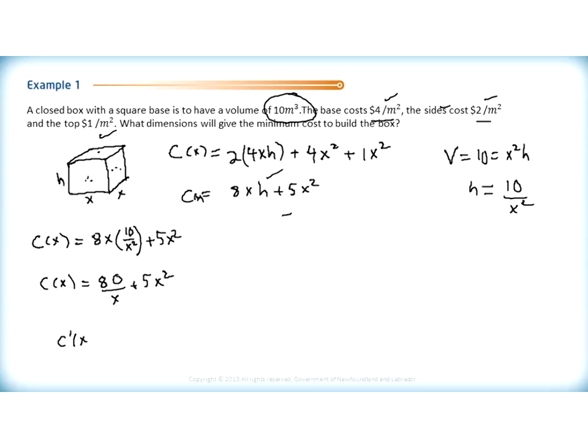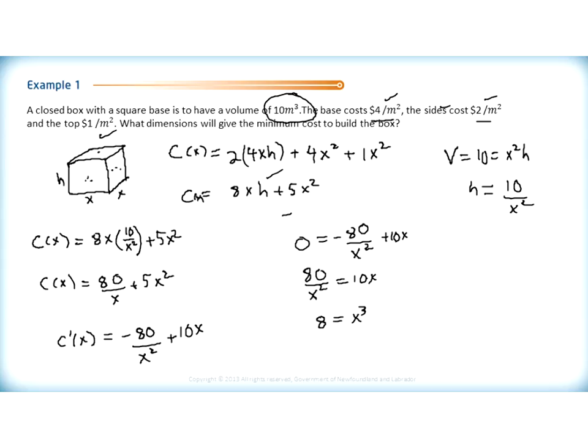So C prime of x, the derivative of 80 over x is negative 80 over x squared, plus the derivative of 5x squared is 10x. All right, so we're going to let that equal 0. So 0 equals negative 80 over x squared plus 10x, and then we're going to try to solve for x. So I'm going to get 80 over x squared equals 10x. So 80 over 10 is 8, and that's equal to x cubed. So x will be the cube root of 8, which is 2.